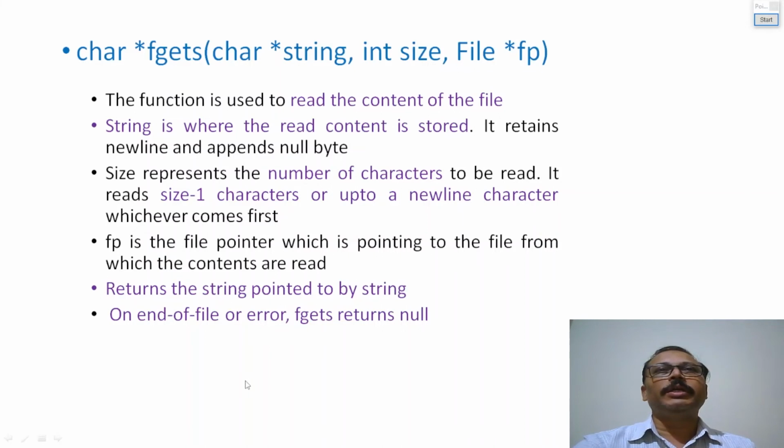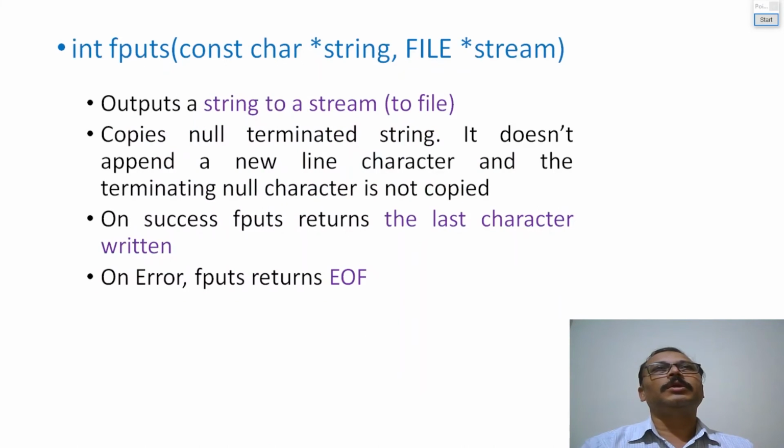So here it returns the string pointed to by string. So the string is written. It also returns it. fputs is similar to fgets, but it is for transferring the string to the file.